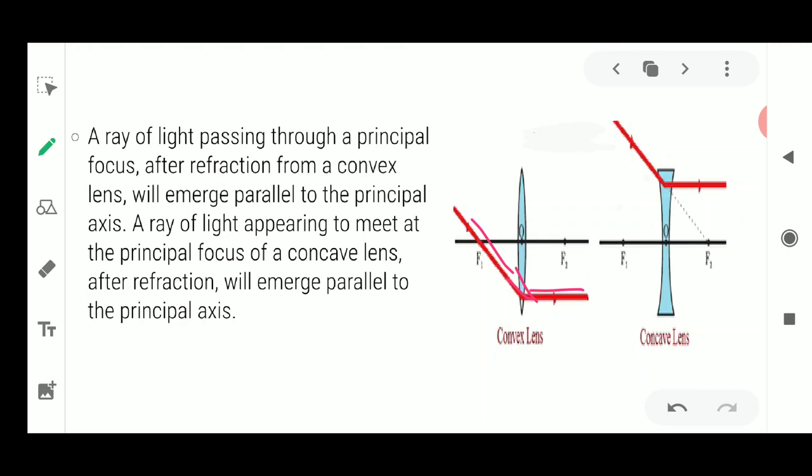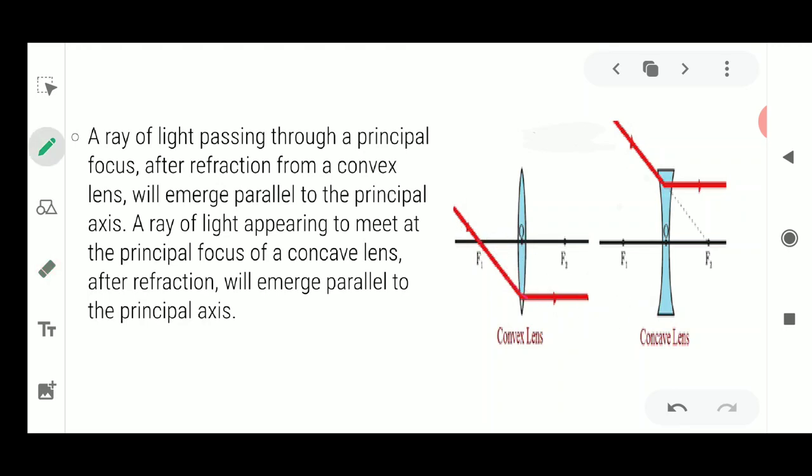It is opposite to the first rule which I discussed, that any ray of light which is parallel to the principal axis will always pass through the focus. Similarly, here when the ray of light is passing through the focus, after refraction it shows that it is passing parallel to the principal axis. So this is about the third rule in the convex lens.